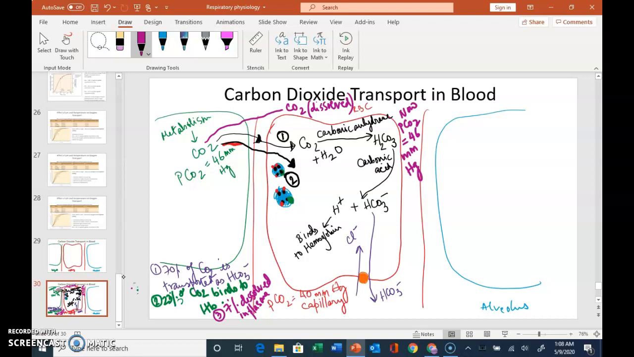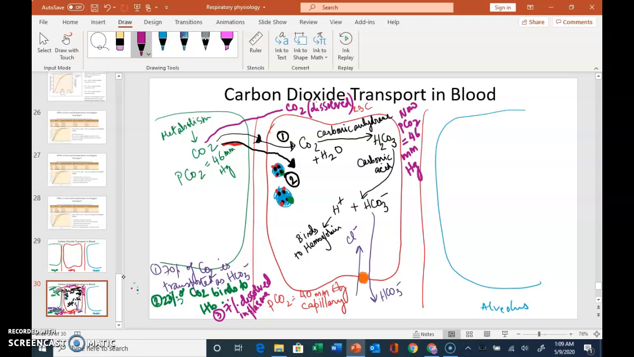So we start with looking at a body cell. Then we see a capillary. Inside the capillary, there is an RBC. And then we also see an alveolus. We know that in the body cell, there is metabolism going on. So a lot of carbon dioxide is being produced as a byproduct. Due to this carbon dioxide production, the partial pressure of carbon dioxide in the body cell is about 46 millimeter of mercury.